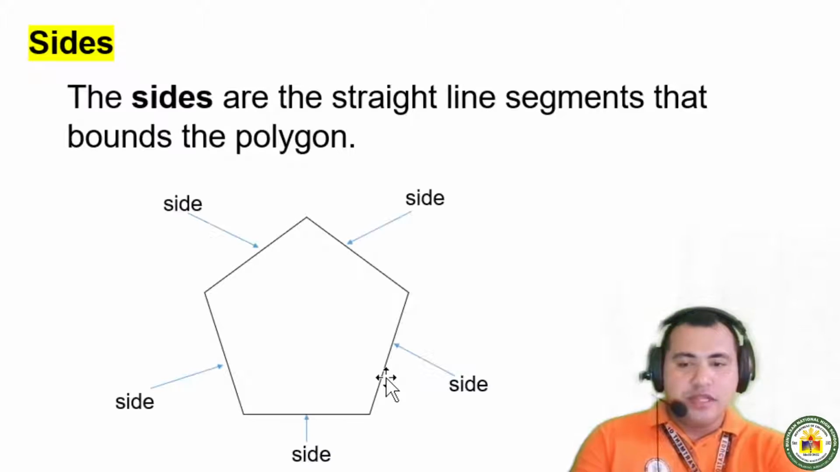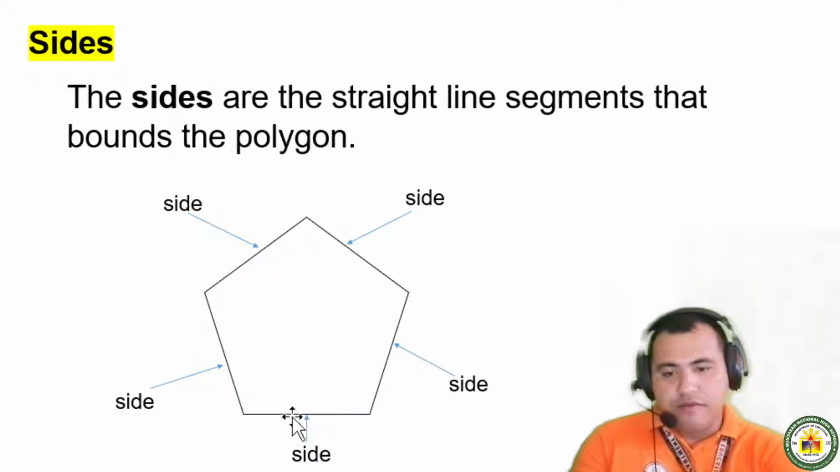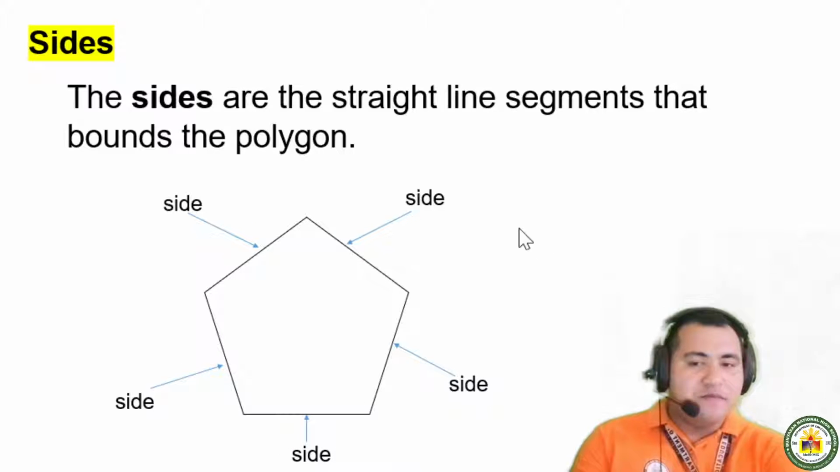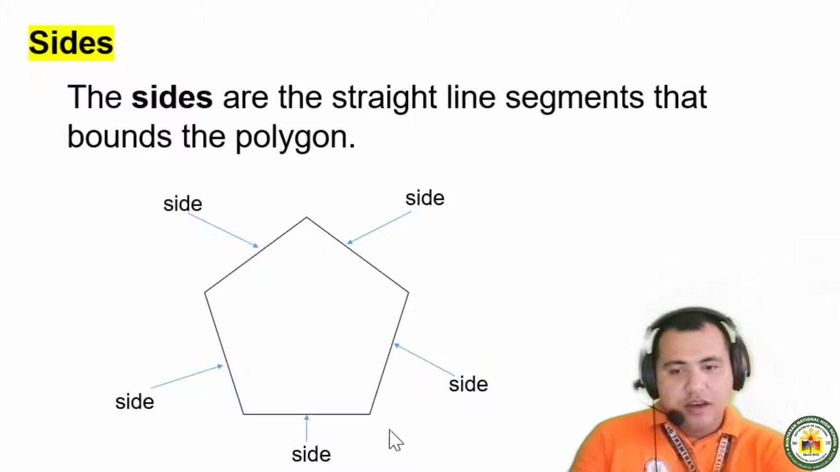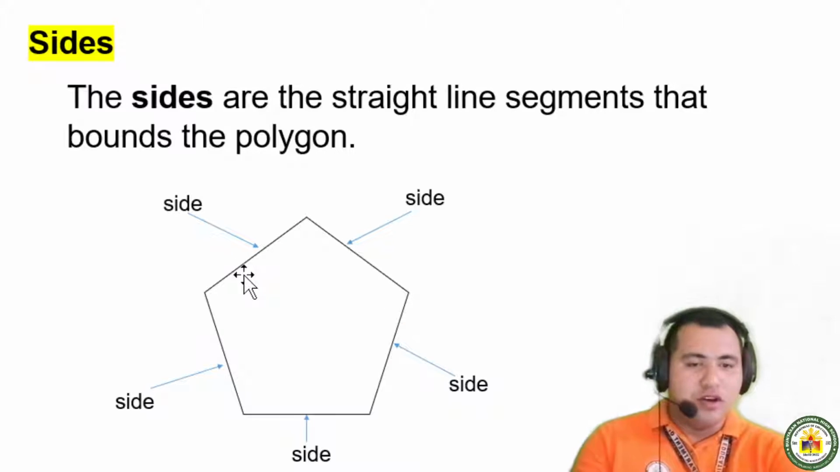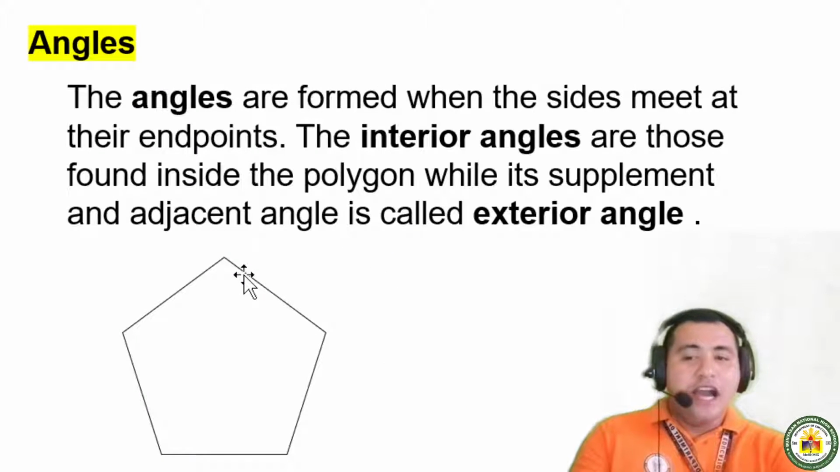Now, the sides of the pentagon are those. Let's count: 1, 2, 3, 4, 5. There are 5 sides of that pentagon. Kana ang mga straight line segments nga mga sides sa atong polygon. Next, the angles.